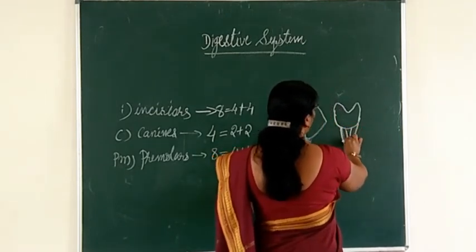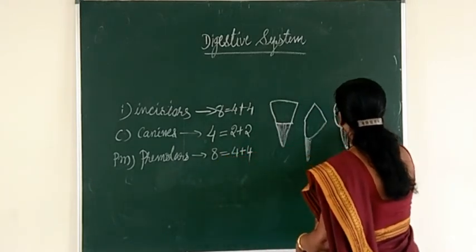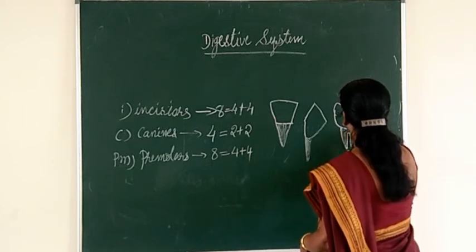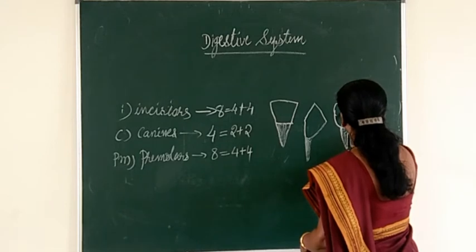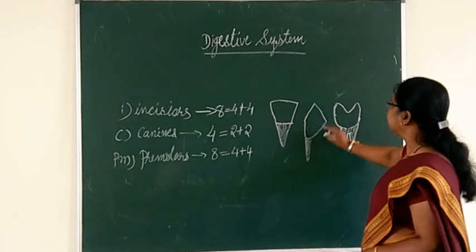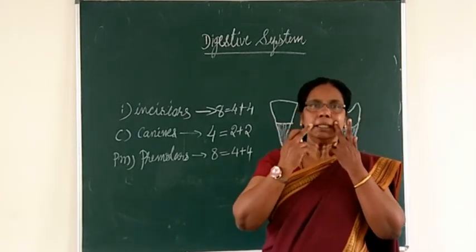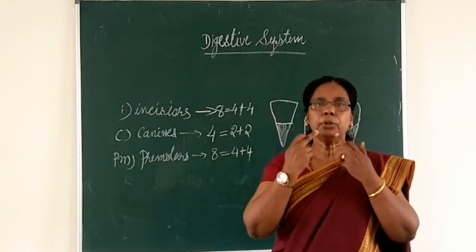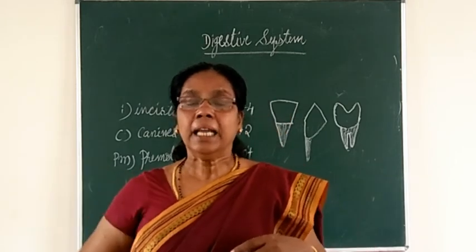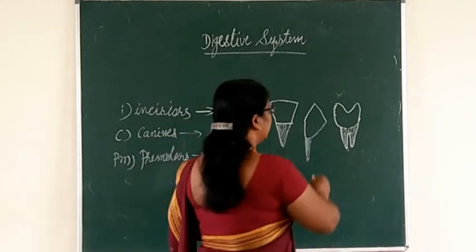And this is the root of this one. And 2 hill-like projections means which part? See, 2 hill-like projections. Of the 4, you can see on the upper jaw, 2 on this side and 2 on this side, like that. So 4 in number, and each has 2 hill-like projections, and these are called cusps.